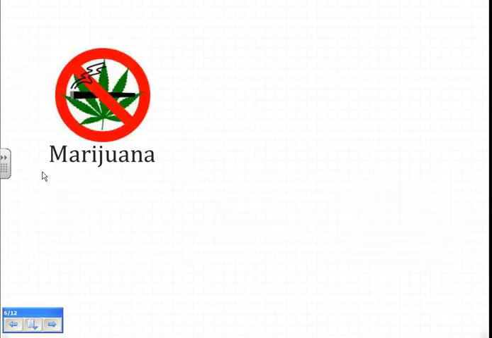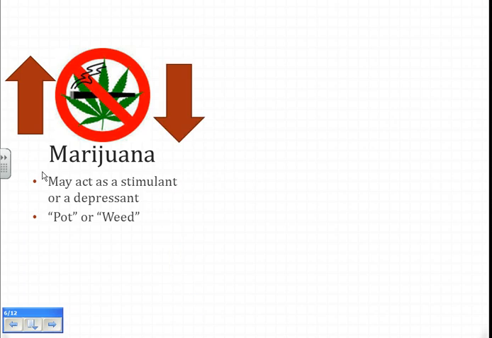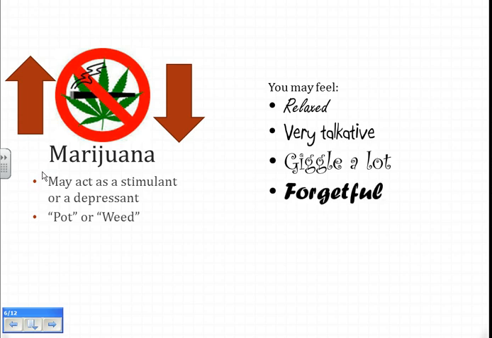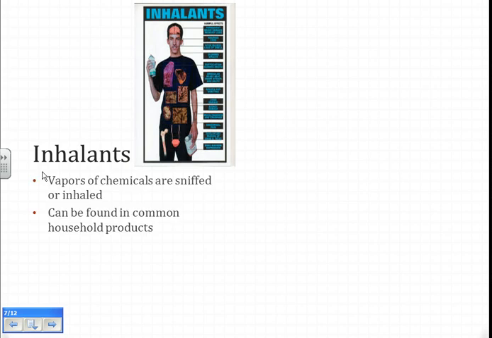The third classification we are going to look at is marijuana, which you have probably heard of, especially with the legalization of marijuana in some states. You may know marijuana as pot or weed. In the previous 2 slides, we learned about stimulants and depressants. Marijuana can act as a stimulant or it could act as a depressant depending on the user. For some, the user may feel relaxed, very talkative, they may giggle a lot, they may be forgetful, or they might feel very shaky.